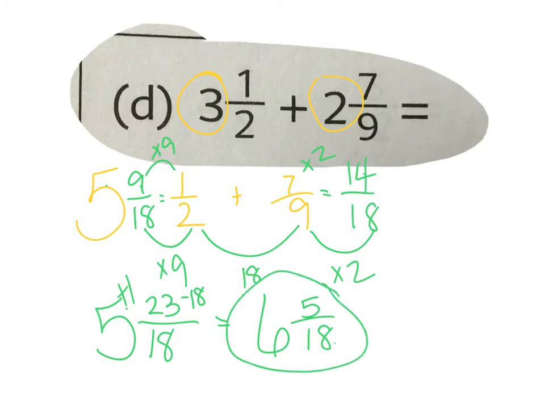Can 5 go into 18 evenly? No. And 5 is a prime number. So 6 and 5/18.